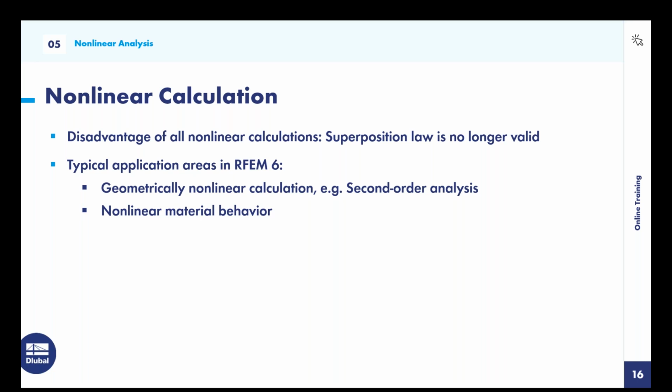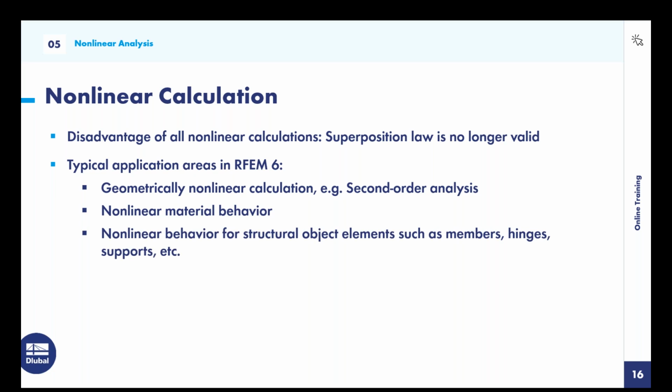And some examples of nonlinear materials would be such as glass or silicone or cables. And then we also have nonlinear behaviors for structural objects like members, hinges, and supports, for example. So I'll be showing examples of all three of these areas in RFEM 6 after this.